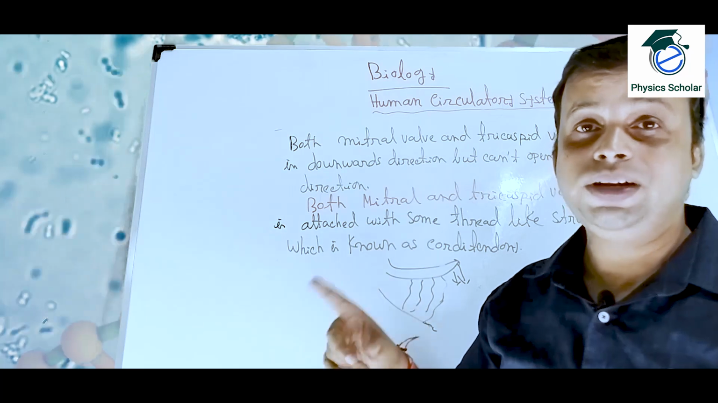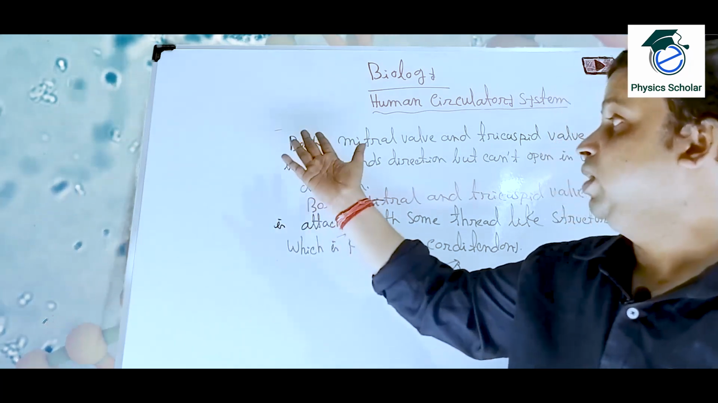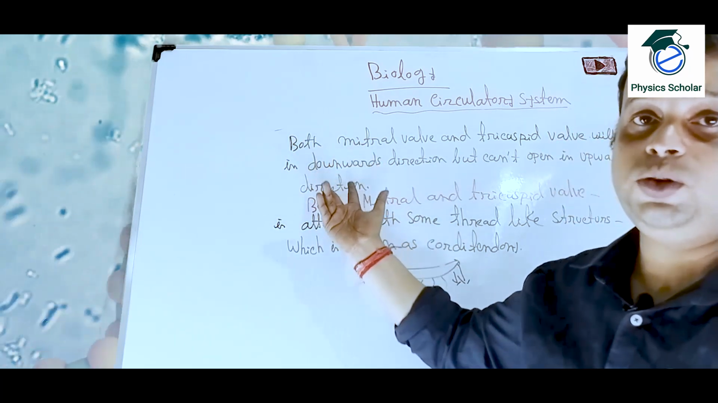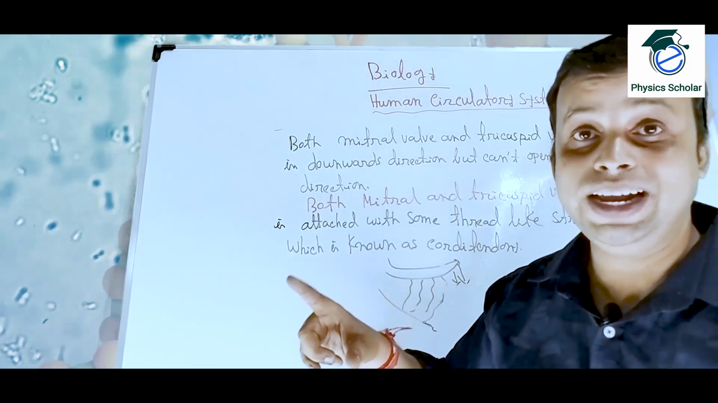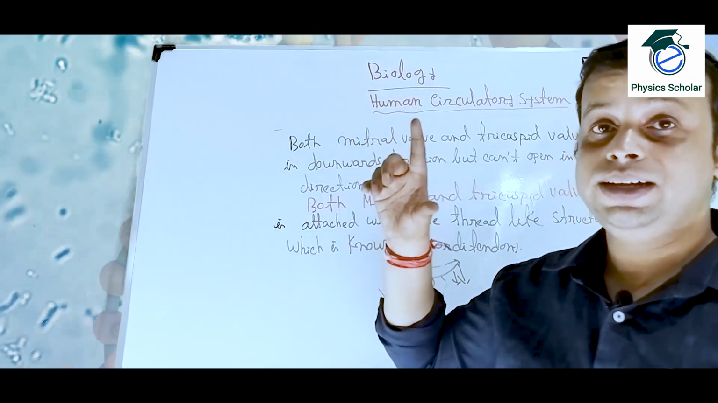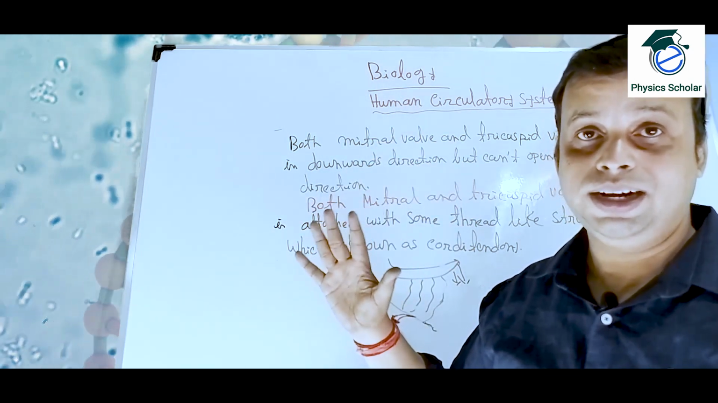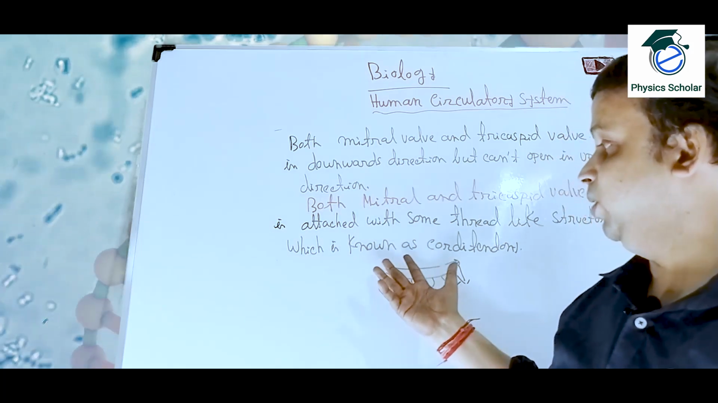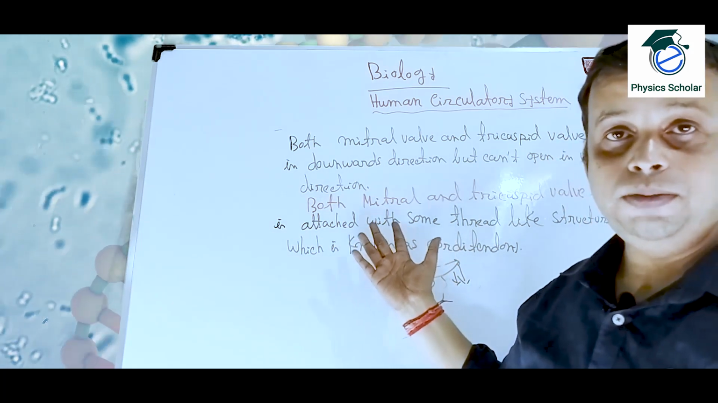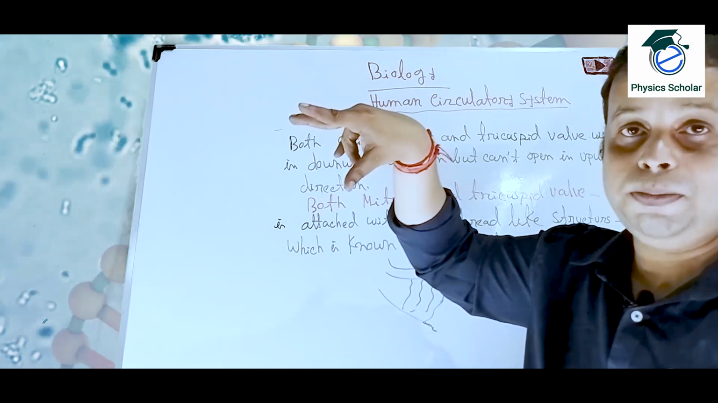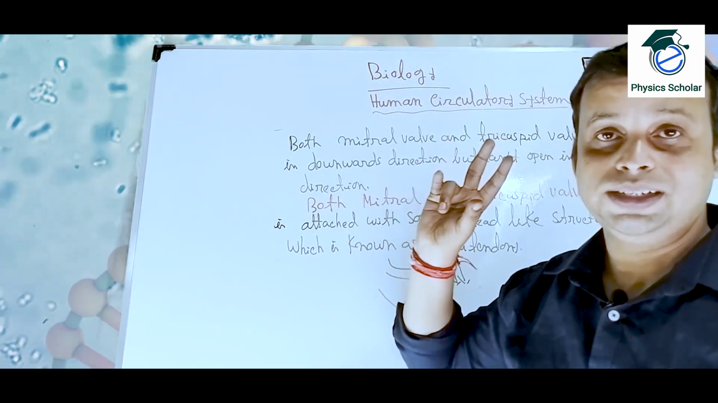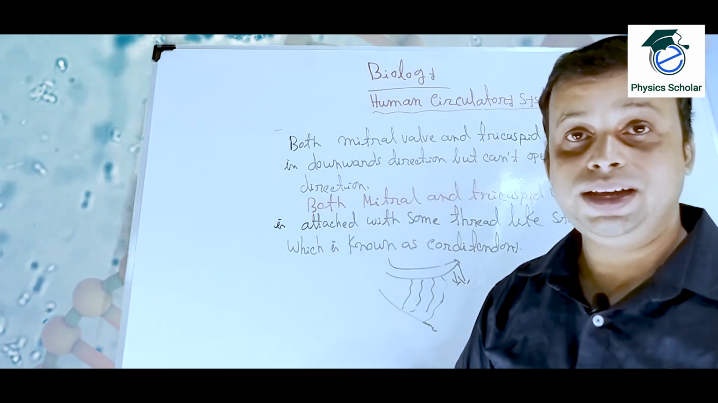and thus the unidirectional flow of blood from atrium to ventricles is maintained, okay? Reverse direction will not be there inside our heart, otherwise there will be a problem, clear? So this is how the blood is circulating from the upper two chambers to the lower two chambers, clear? Now let us move to the next topic.